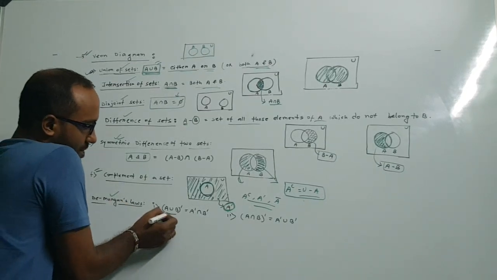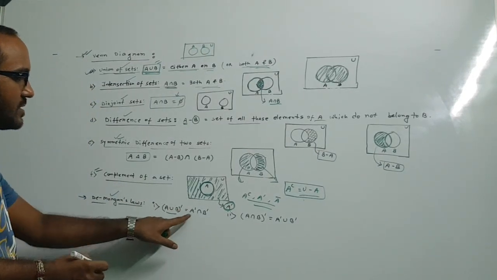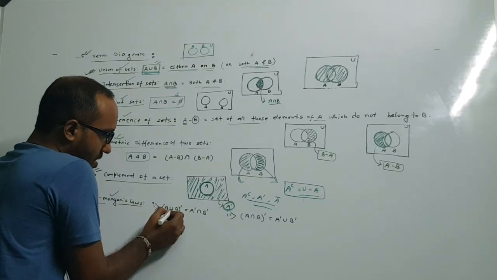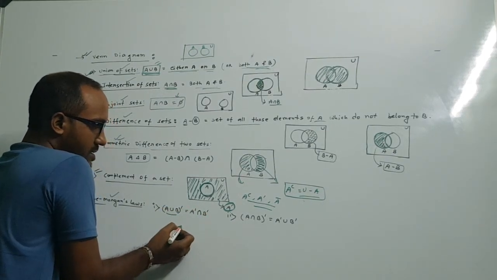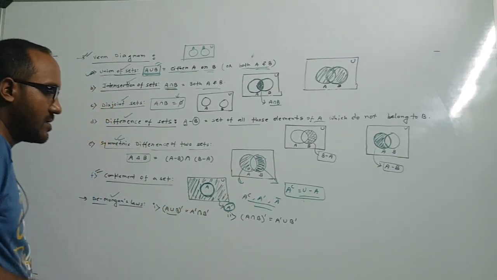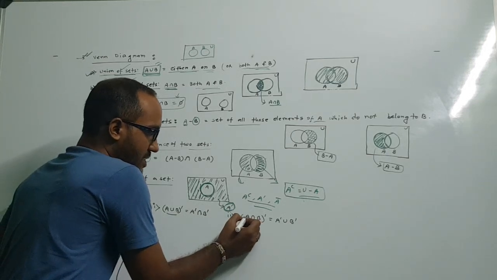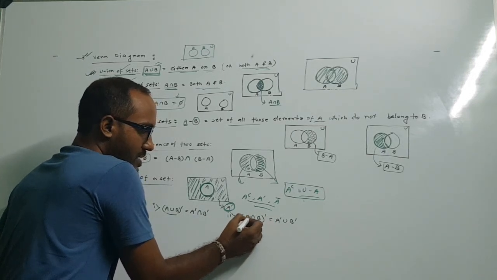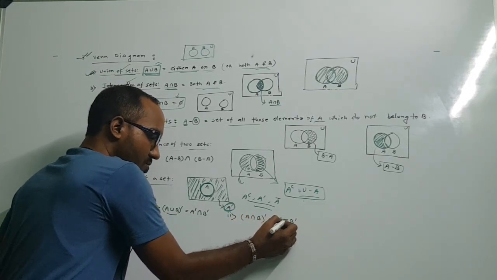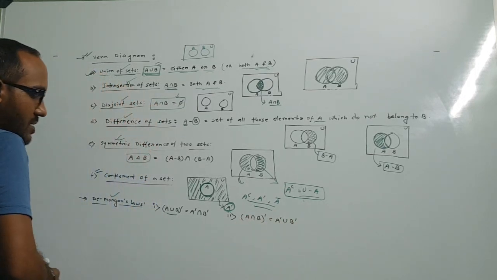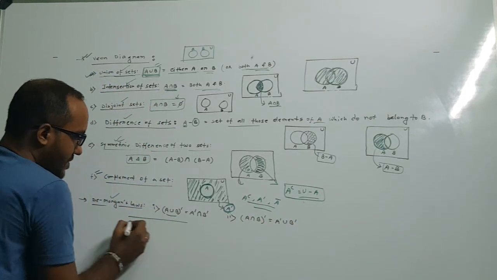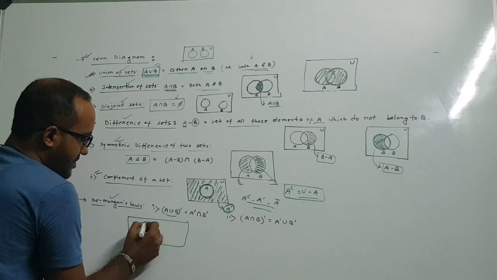Now De Morgan's law, this is extremely important. A union B whole bar: this union will convert to intersection and then take the individual bars. If you have A intersection B whole bar, then this intersection will convert to union and then the individual bars. Now let us see it in a Venn diagram.